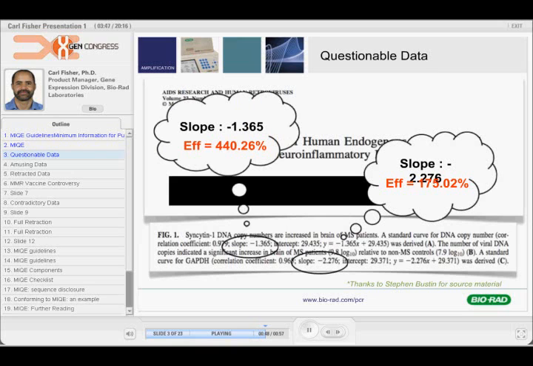And you can see here's another example. The same figure, 440%. Now that really never should have been accepted, but it was. It was published in a respected journal.